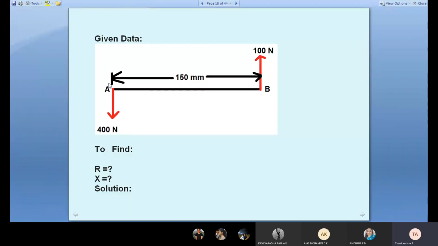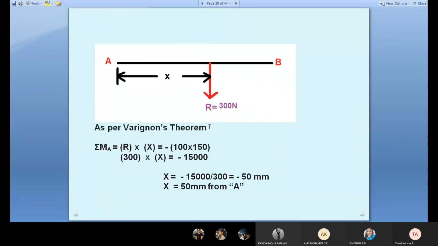Why does it not give moment? Because we have taken A as the reference point. So 100 into 150, anti-clockwise. 100 into 150, that's why I put minus. 100 into 150, okay, 1500. Therefore, x equal to minus 50 mm. See, the minus means only clockwise or anti-clockwise. So no need to locate, x takes the minus here. Your moment is minus means anti-clockwise. That's it. Therefore, x equal to 50 mm from A.